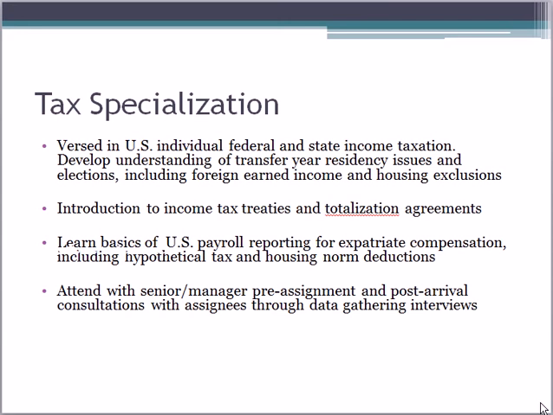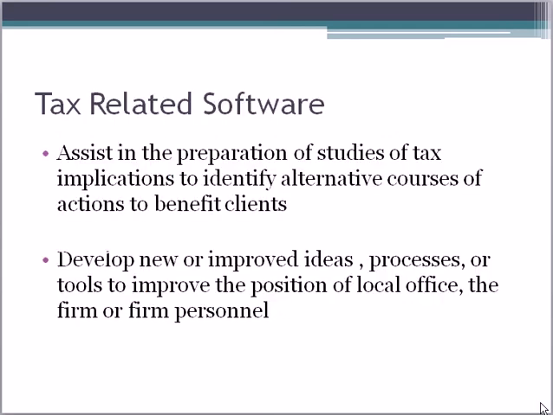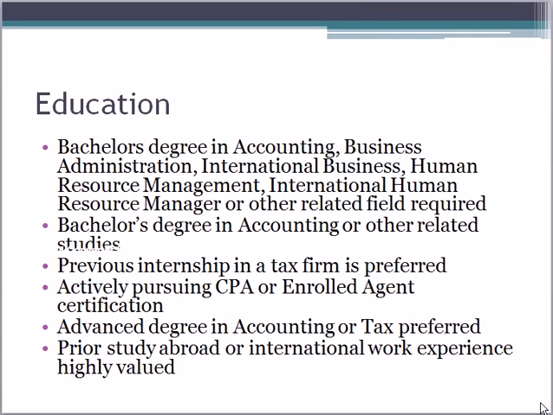Other is tax specialization. Again, this goes into the federal and state taxation of U.S. individuals who are living in foreign countries and foreign nationals who come here to the U.S., as well as looking at the income tax treaties between the U.S. and the foreign location, and also from various foreign countries. We have access to a database that helps us to do that research. Tax-related software is being able to use software that requires input for income and deductions and various things, and develop new or improved ideas or processes and tools to help with your preparation and consulting.